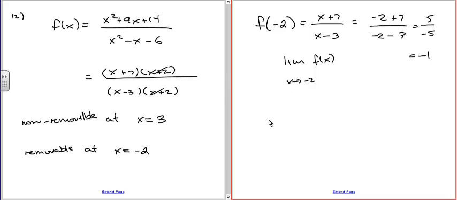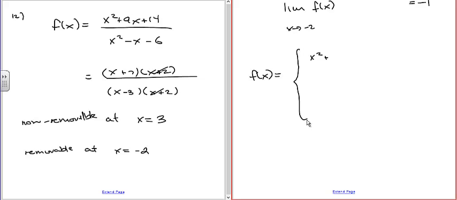So the way you would redefine the function is you would break it up into 3 parts. So the function would be the original function. Well, you actually have to break it up into 5 parts because you've got a non-removable discontinuity at x equals 3. So what we'll do is we'll take the original function. That's good from negative infinity to negative 2. When x equals negative 2, the function equals negative 1.